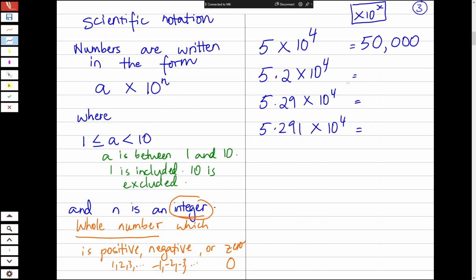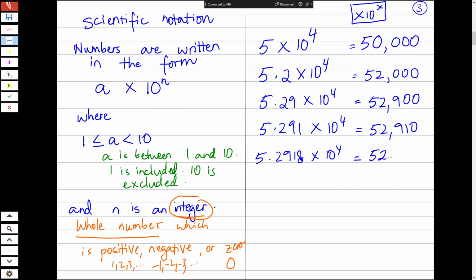Now, I don't have a calculator, but based on my experience, I know what this is going to be. This is going to be 52,000. This is going to be 52,900. This is going to be 52,910. If I add one more, that's an 8 there. Anyone want to guess what this is going to be? 5,200.